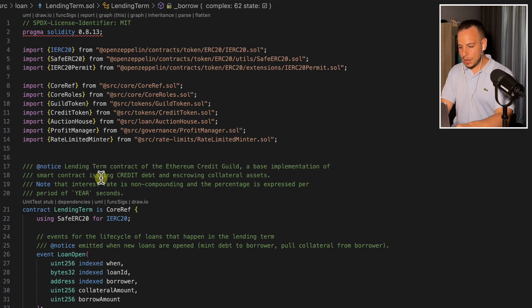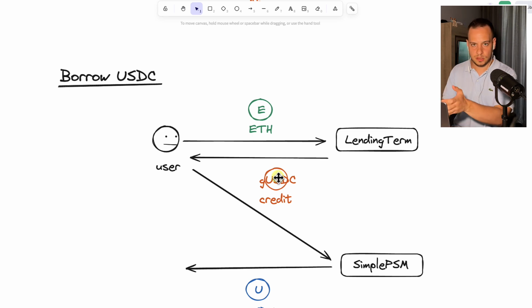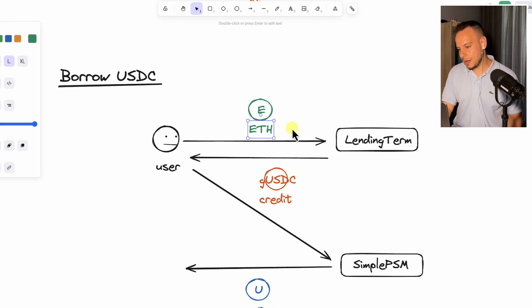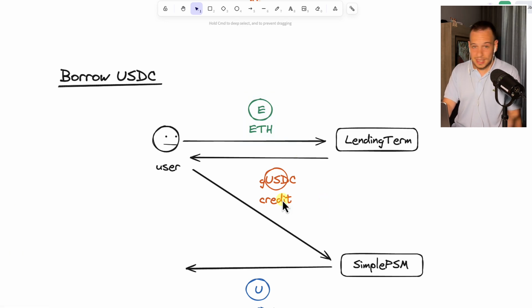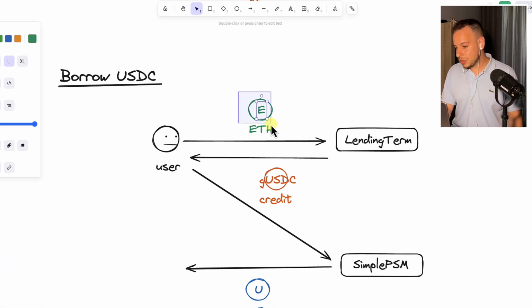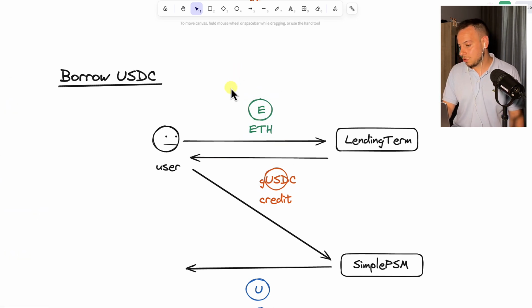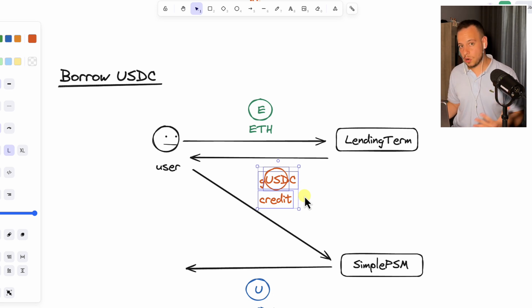So there could be one lending term like you saw over here, that you deposit ETH and you get X GUSDC for it. There could be another lending term that you deposit ETH and you get less GUSDT for it, or more GUSDC for it with different parameters. It could be with a different collateral token. Maybe the collateral token would be wrapped BTC and you would get GUSDT. So every lending term has the same code, same logic, but different parameters.